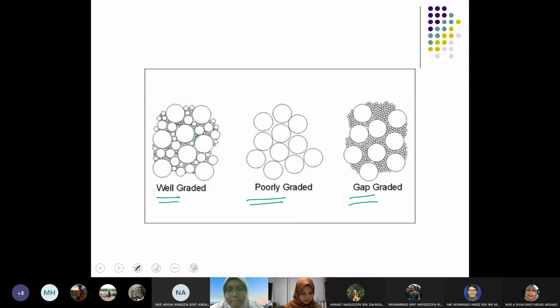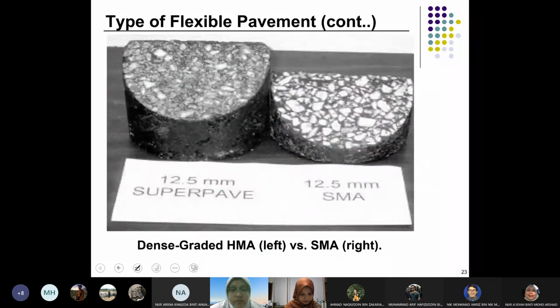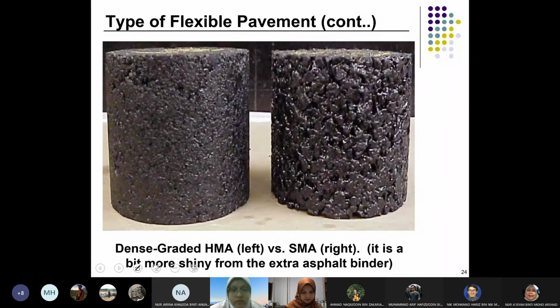So kalau you tengok well graded ni punya sampel, dia akan jadi very ni sebelah kiri. Dia akan jadi very dense. Sebab tu nama dia dense graded hot mixed asphalt. Sebab dia well graded type. Dia campur yang jenis gradation batu yang besar, yang sederhana dan juga yang halus. So, kita nampak dia cantik juga.